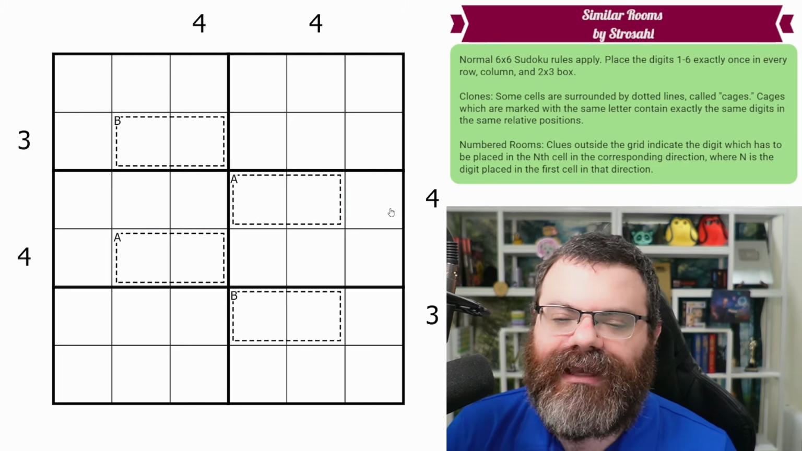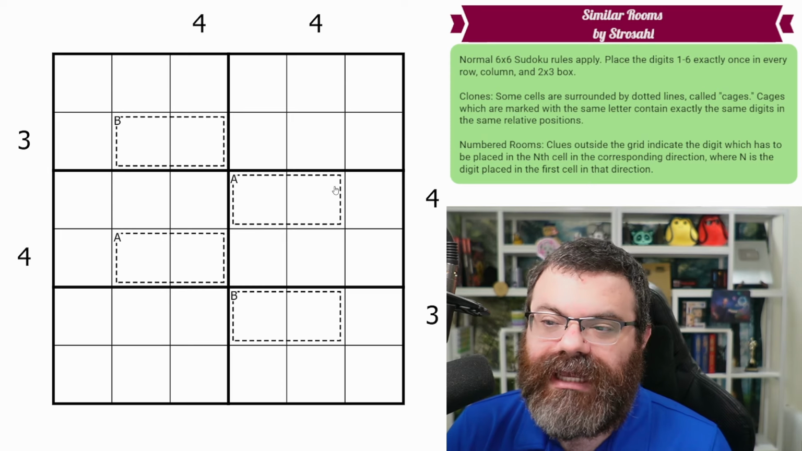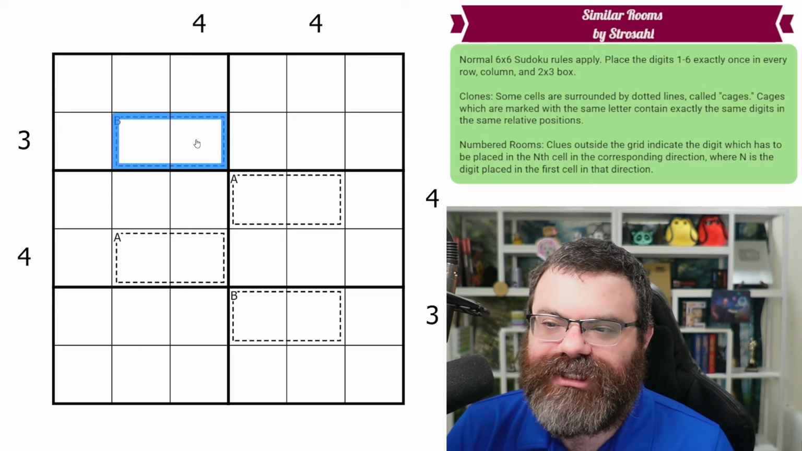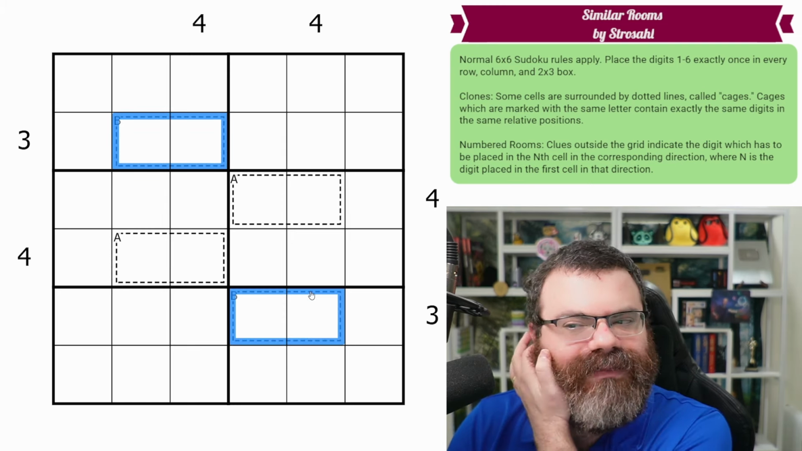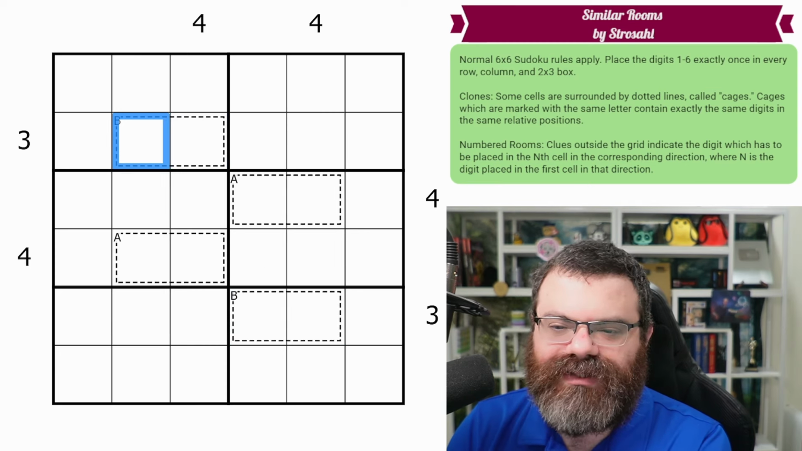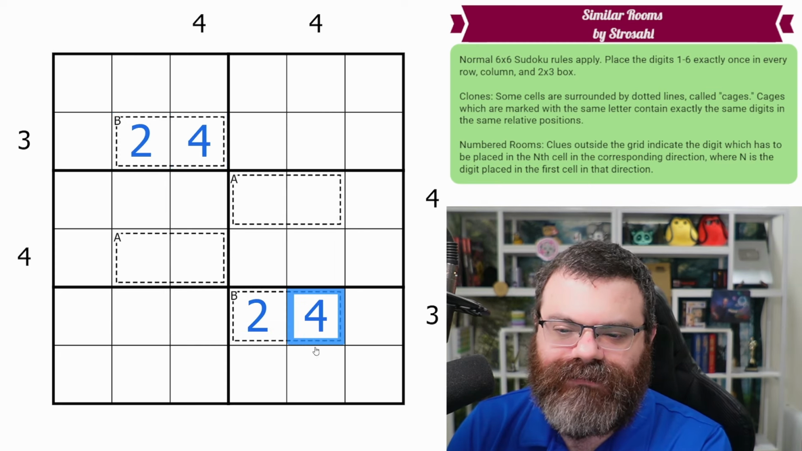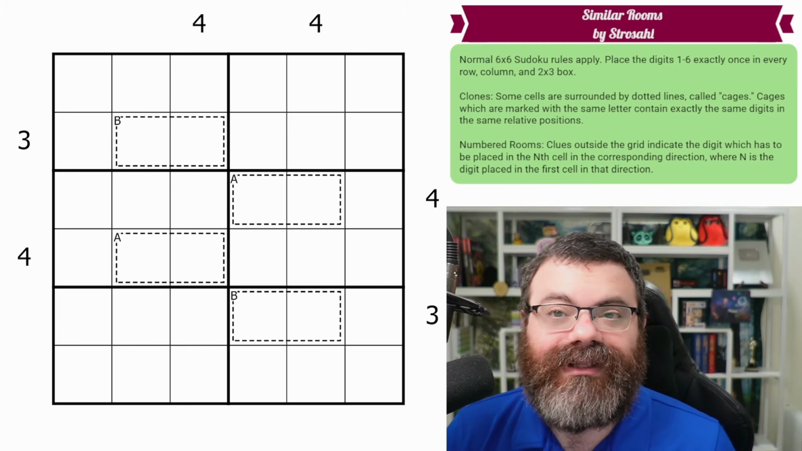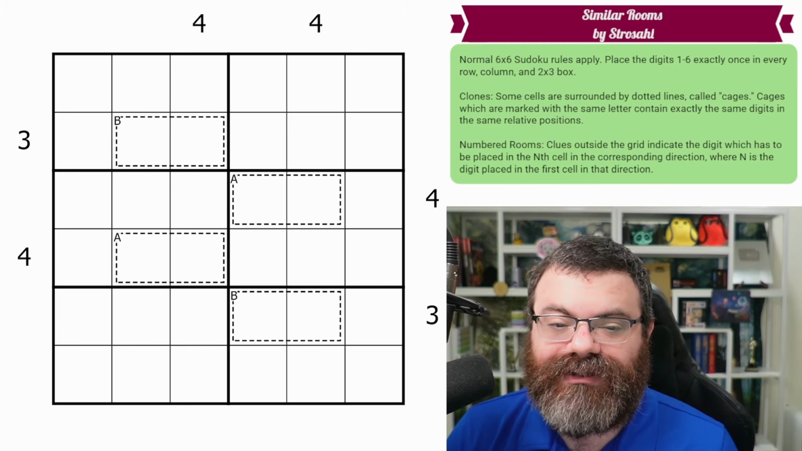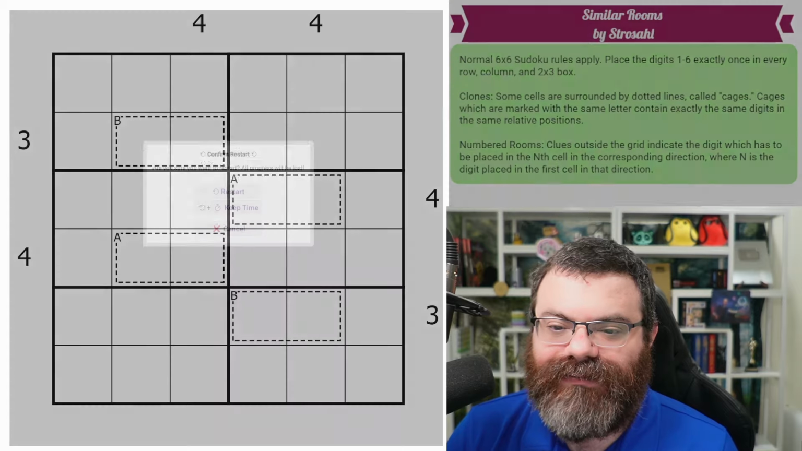All right, and in addition to that, we do have clones. So some cells are surrounded by cages, these dotted lines with a clue in the top left. Cages, which are marked with the same letter, so this B and this B, contain the same digits in the same relative positions. So if this was a 2, this would be a 2. If this was a 4, this would be a 4. All right, and that's it. Those are the rules. There's a link in the description if you'd like to try the puzzle yourself. And I'm going to get started right now.